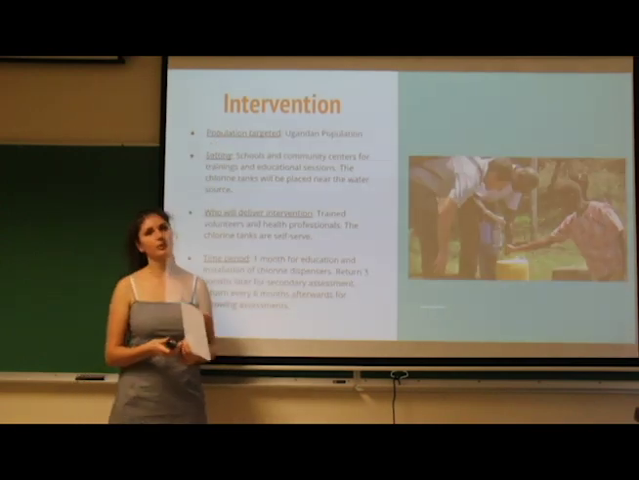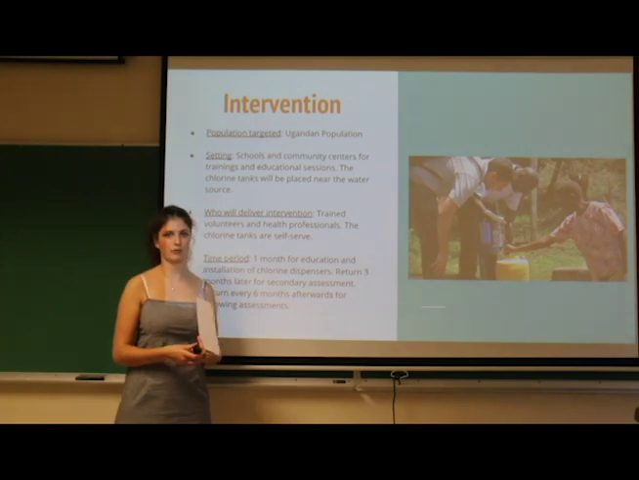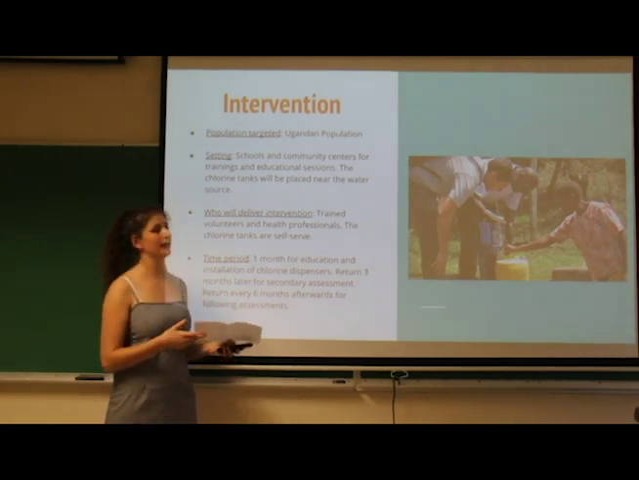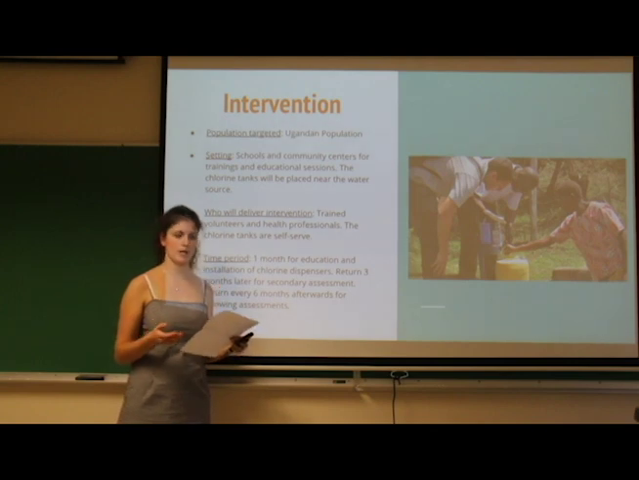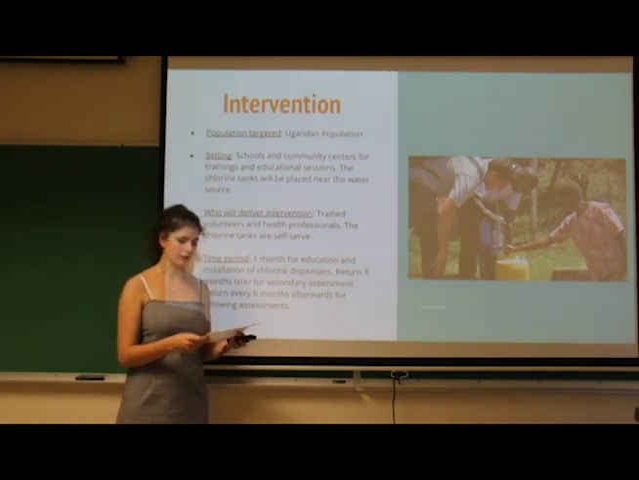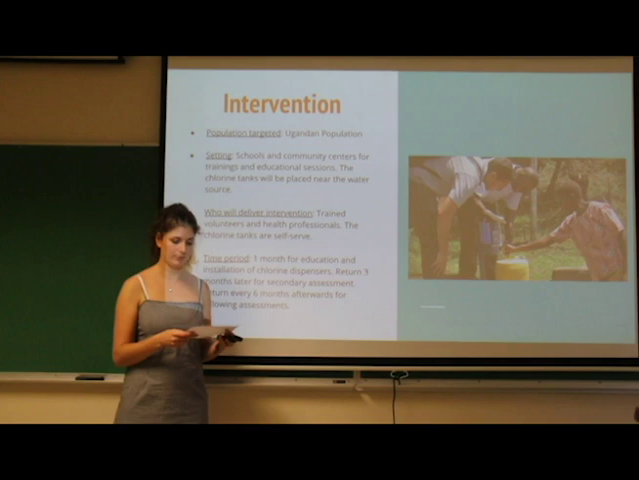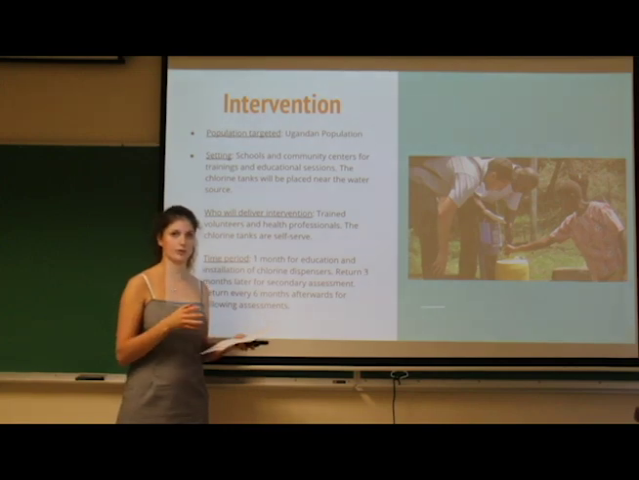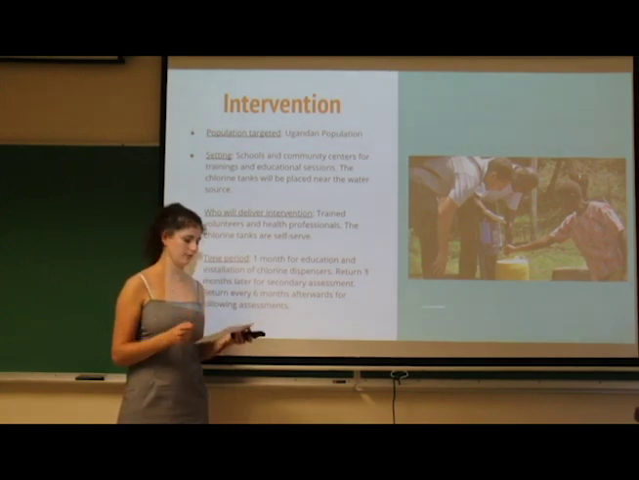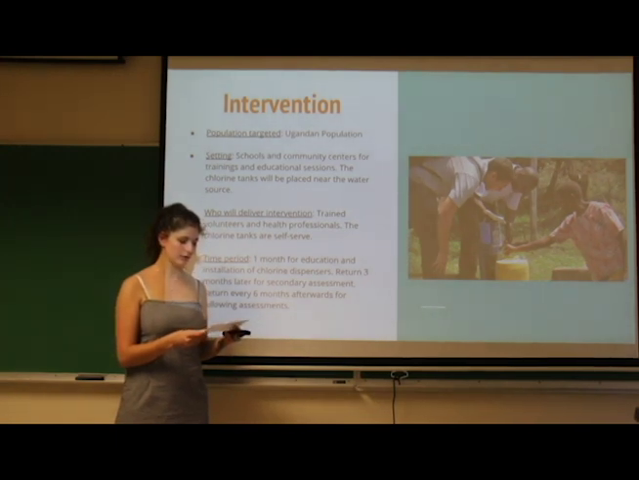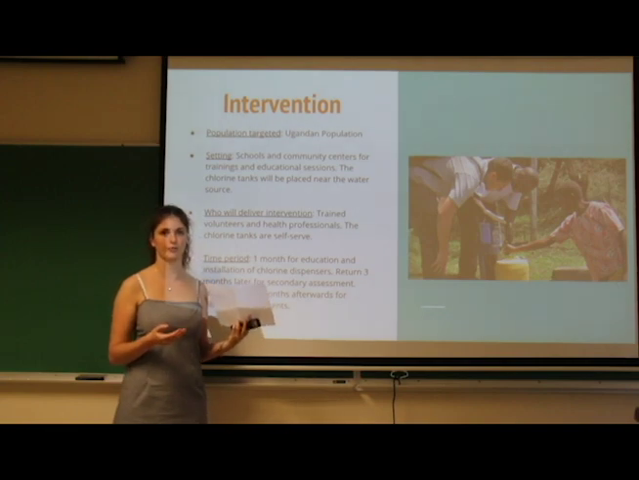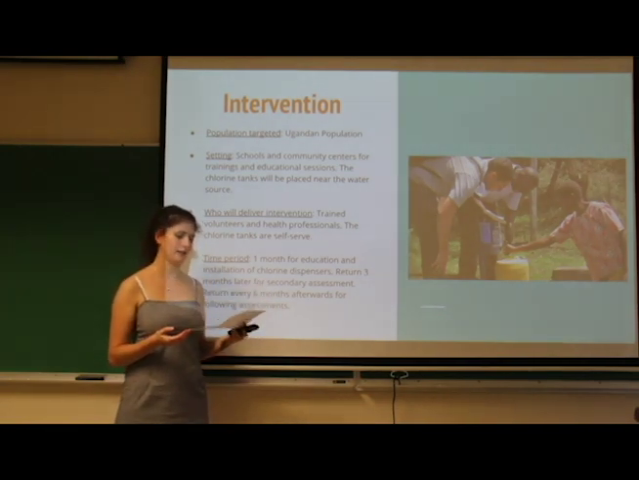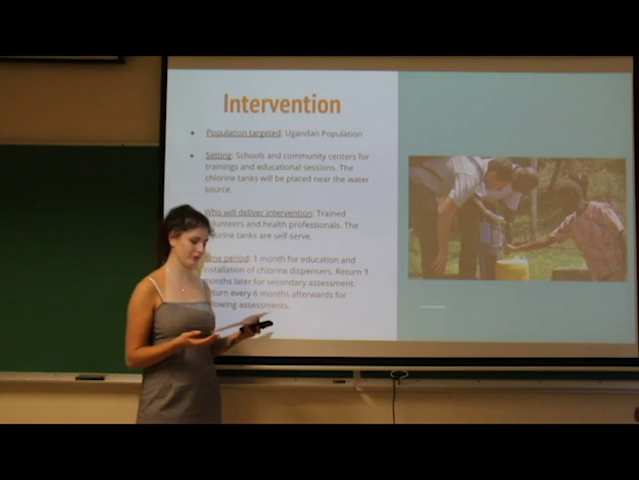So the targeted population would be the Ugandan population as a whole. For the setting, when it comes to education, it would be in schools and community centers. And the chlorine tanks will be placed near the water source so that it's easier to use. And so who will deliver the intervention? It would be trained volunteers and health professionals. And then the chlorine tanks would be self-serve.